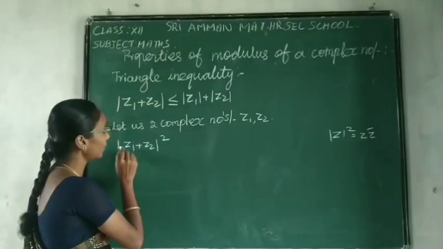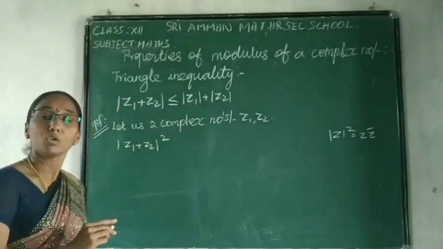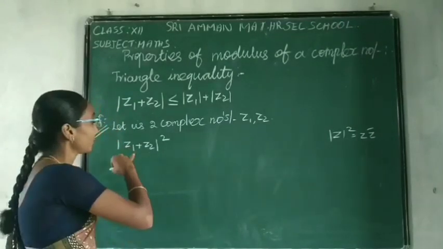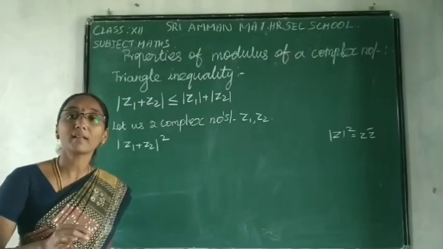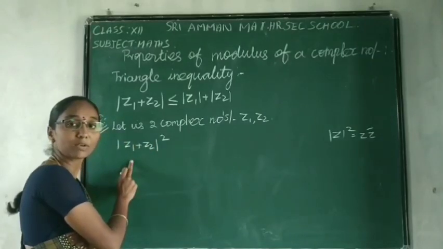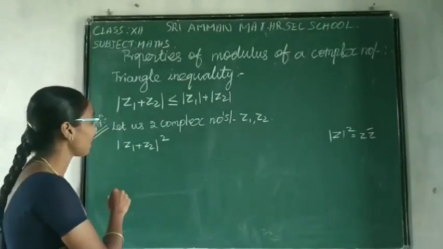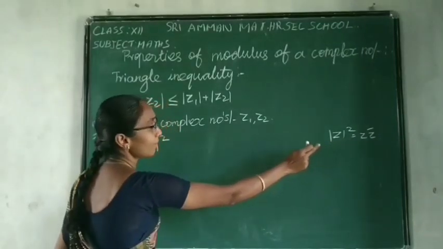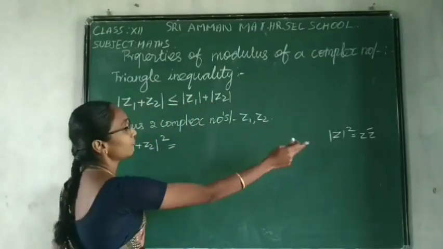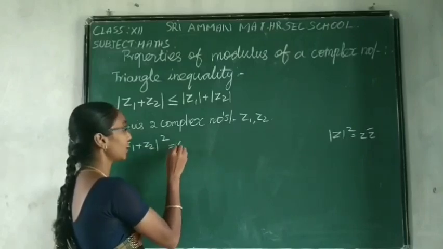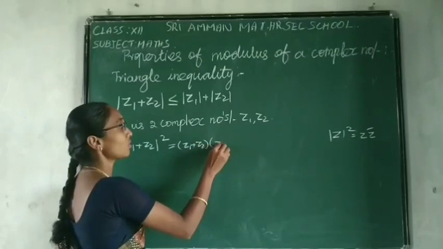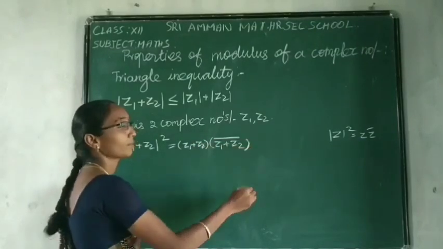So this one is considered as one complex number. You already know the algebraic properties of complex numbers: addition of complex numbers again gives a complex number. So z1 plus z2 is a complex number. So substitute z1 plus z2 in the place of z. So we get, z place is z1 plus z2, so (z1 plus z2) into (z1 plus z2) the whole bar.